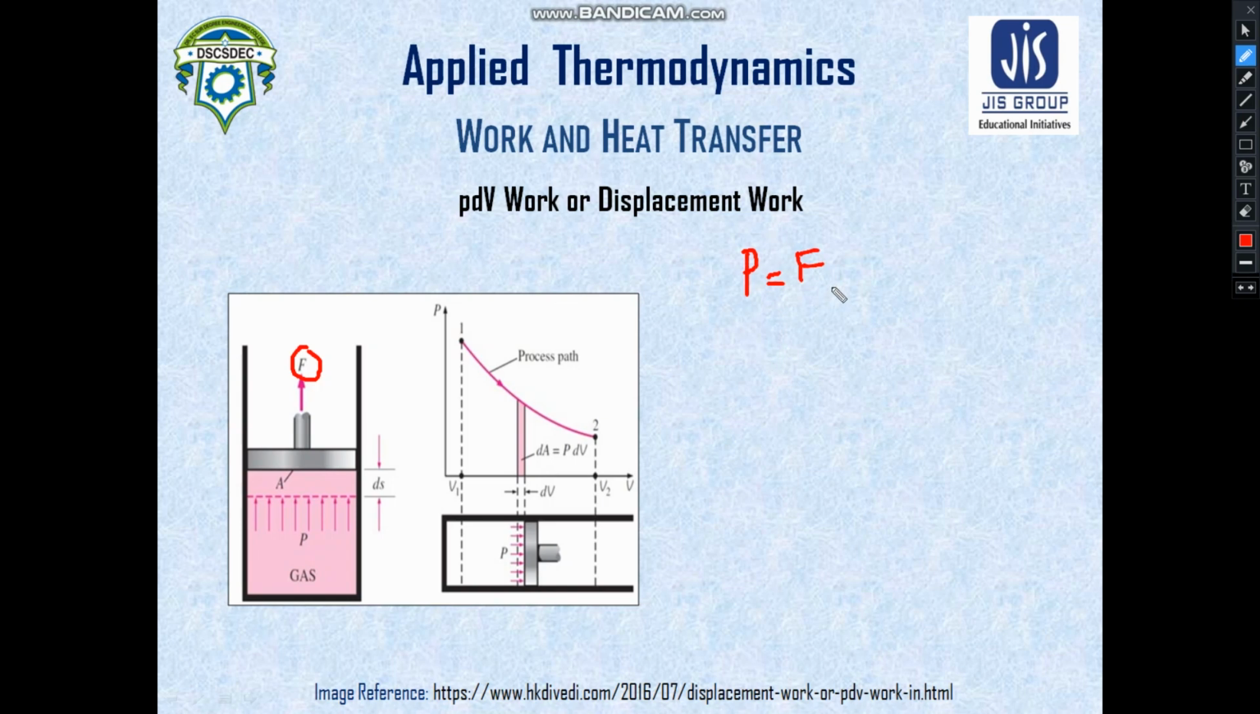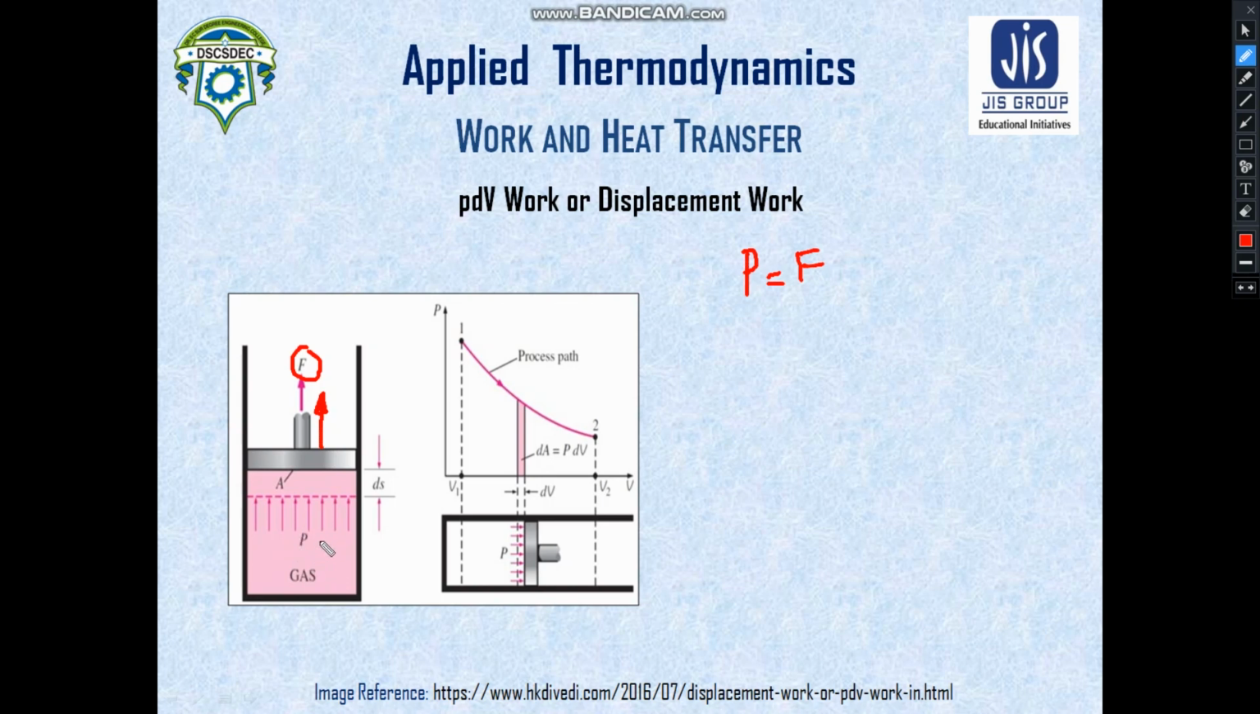So P is equal to F, which refers to the mechanical equilibrium condition. Now what happens if the pressure exerted by the gas is a little bit increased? Okay, so we are applying some kind of pressure so that the piston can move in the upwards direction. That means the gas is getting expanded here.